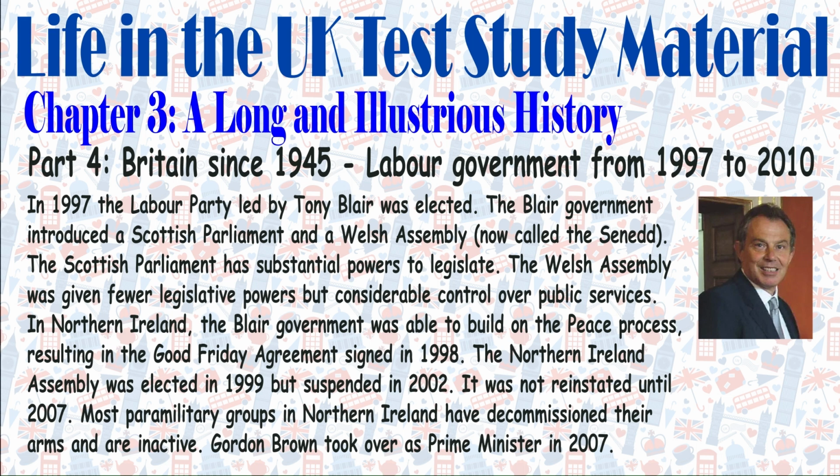In Northern Ireland, the Blair government was able to build on the peace process, resulting in the Good Friday Agreement signed in 1998. The Northern Ireland Assembly was elected in 1999 but suspended in 2002. It was not reinstated until 2007. Most paramilitary groups in Northern Ireland have decommissioned their arms and are inactive. Gordon Brown took over as Prime Minister in 2007.